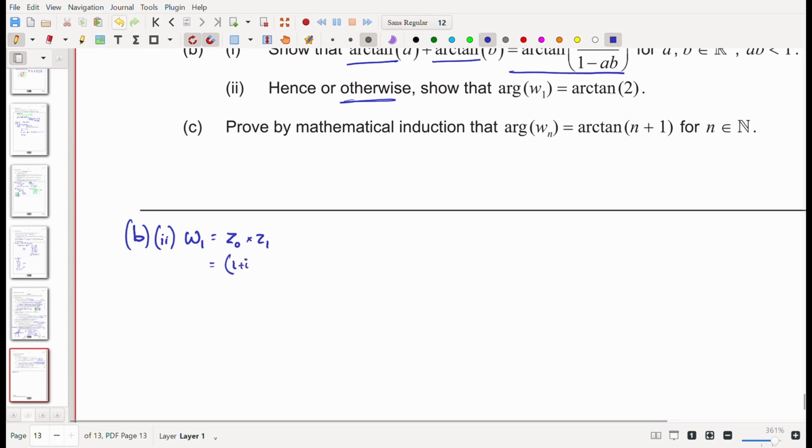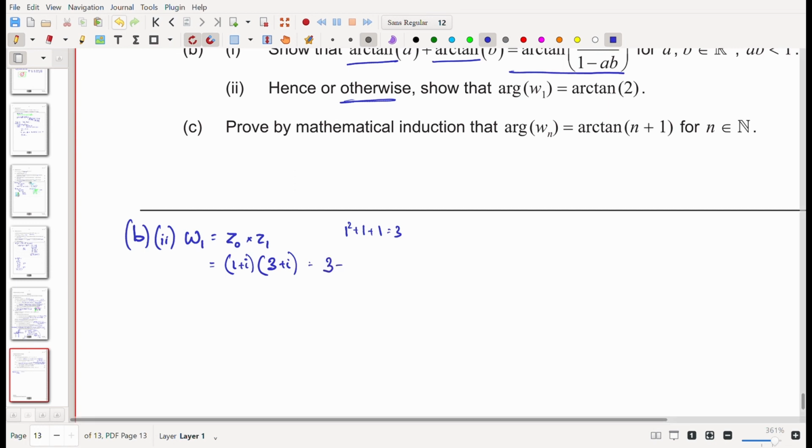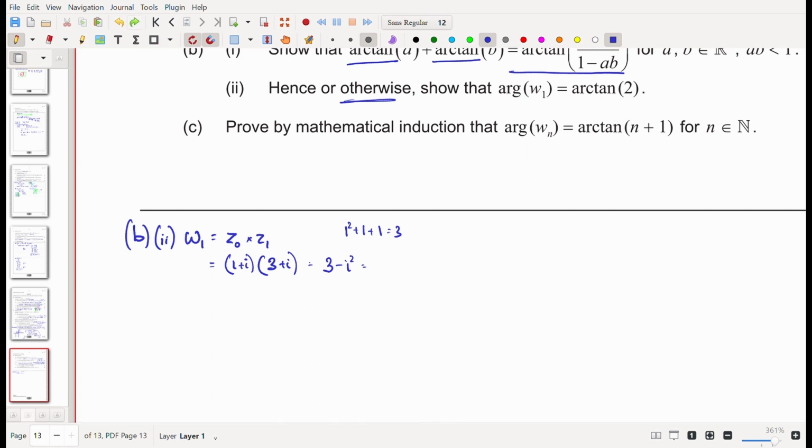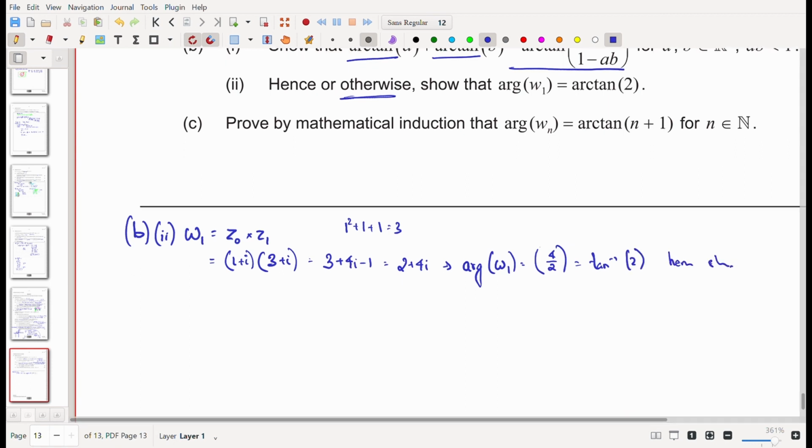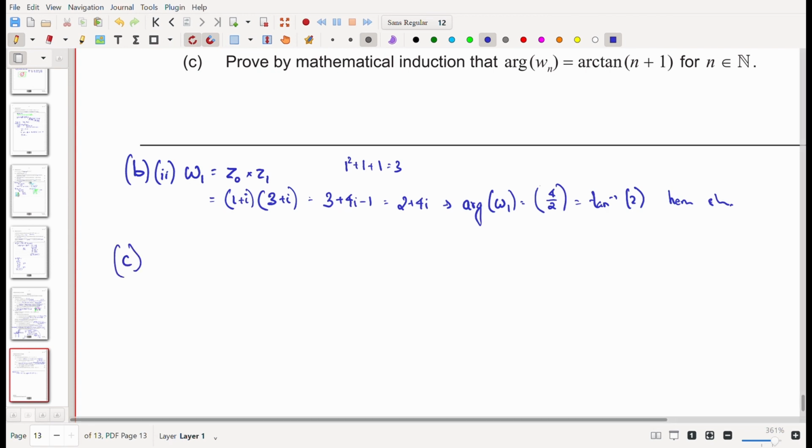So Z0 is 1 plus i. Z1 is 1 squared plus 1 plus 1, which is 3, so 3 plus i. Multiplying gives 3 plus 4i minus 1, which is 2 plus 4i. And now the argument of W1 is equal to the complex over real, which is tan inverse of 2. Hence shown. That's it. And now we have the big one.